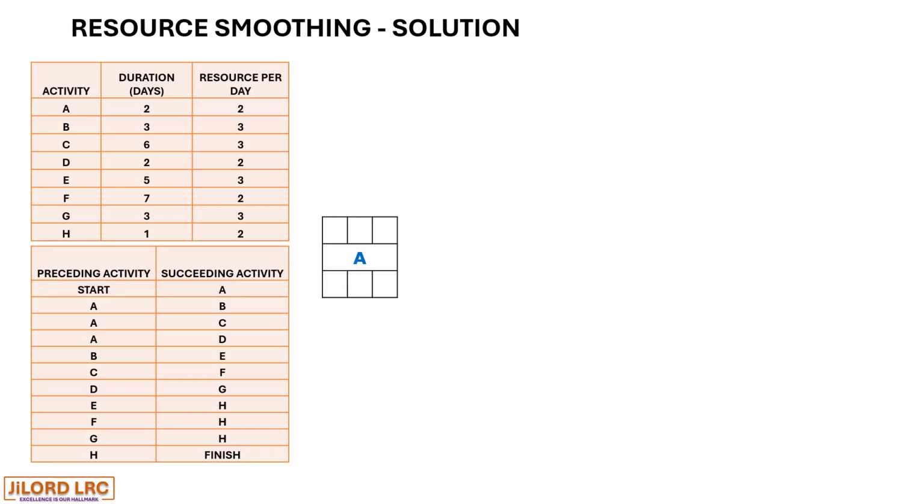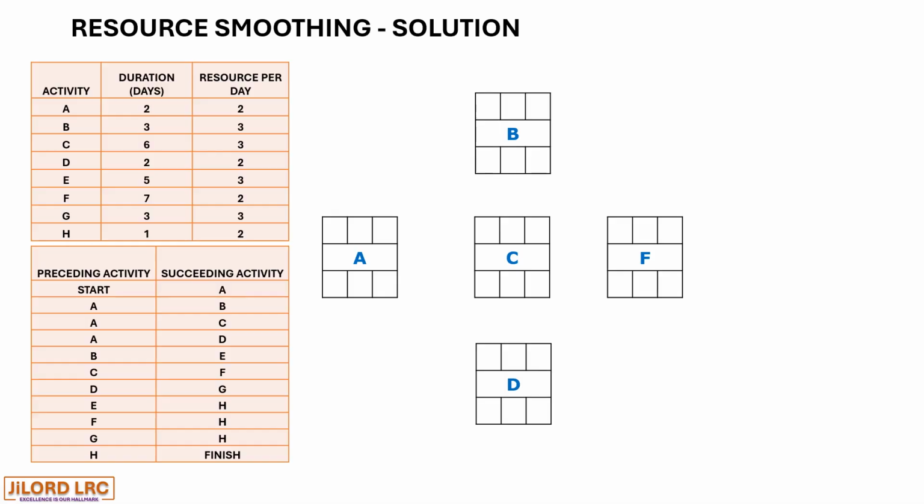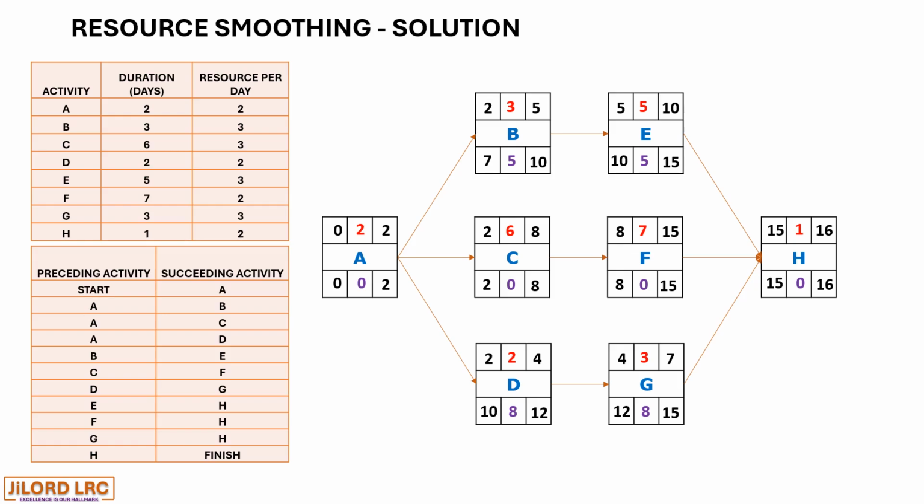So we have activity A, B, C, D, E, F, G, and H. I have all the linkages and all the information provided. The total duration is 16. The critical path is A, C, F, and H. And the activities with float are B, D, E, and G. So let's proceed.